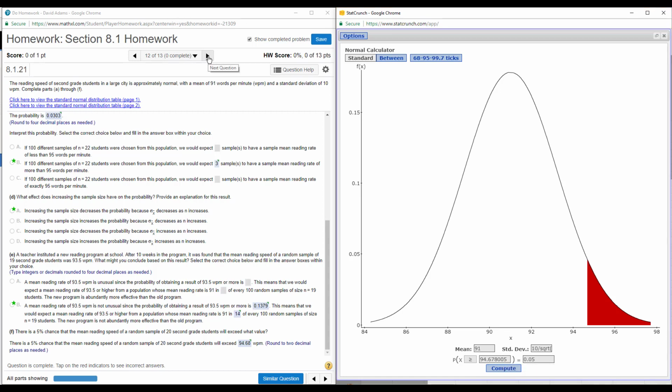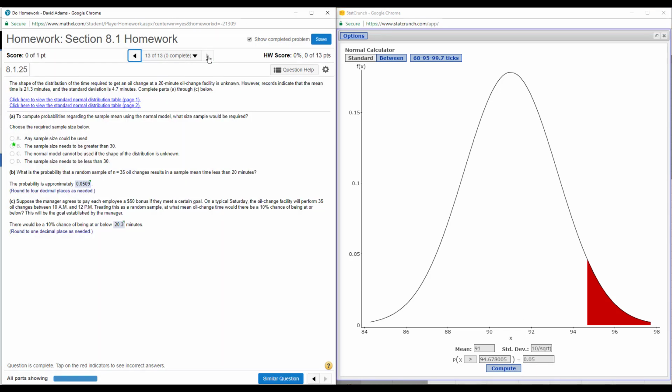So now let's go to problem 13. We're still using the normal calculator. So we have a distribution whose distribution is unknown. Do you see that right there? Unknown. And so we need a sample size greater or equal to 30. Our records indicate that the mean for this distribution is 21.3 and the standard deviation is 4.7.